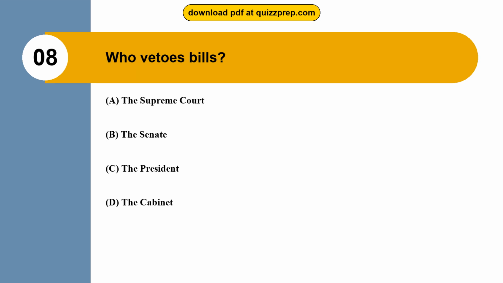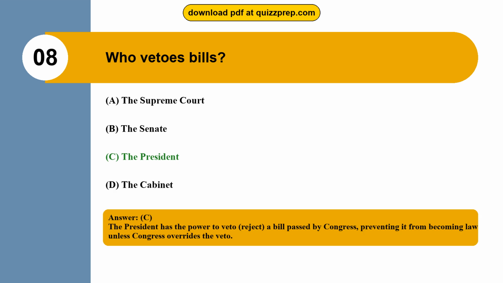Question 8. Who vetoes bills? Option A. The Supreme Court. Option B. The Senate. Option C. The President. Option D. The Cabinet. The correct answer is option C. The President. The President has the power to veto, or reject, a bill passed by Congress, preventing it from becoming law unless Congress overrides the veto.